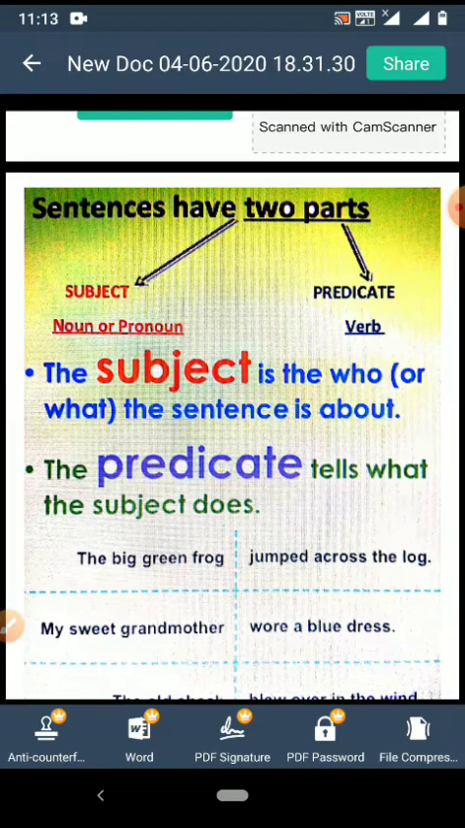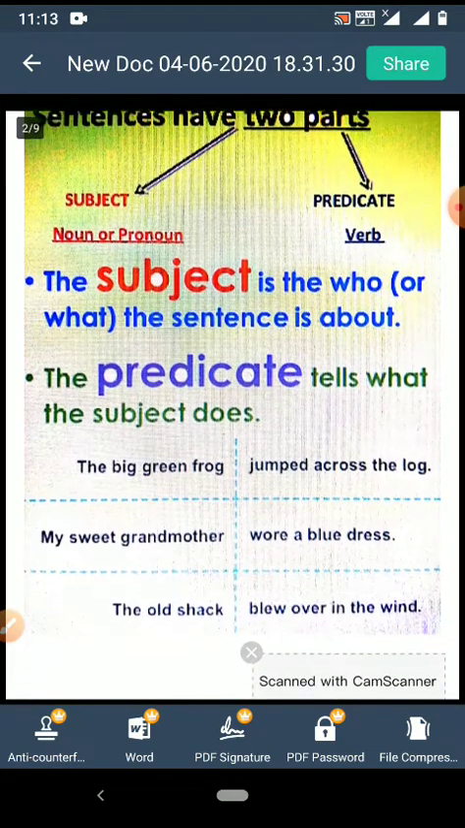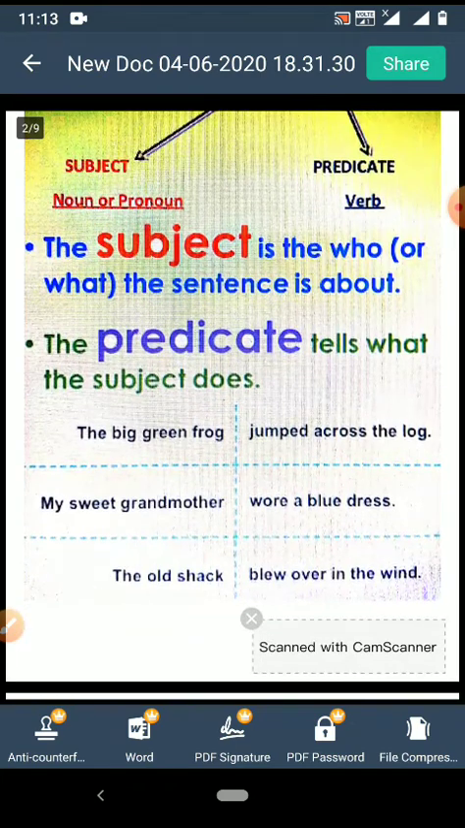Now, you have to remember that in identifying the subject in any sentence, you have to remember two keywords, and those two keywords are who and what. So, the subject is the who or what the sentence is about. The predicate tells what the subject does. That means the action done by the subject is the predicate. Now, let's look at the example.